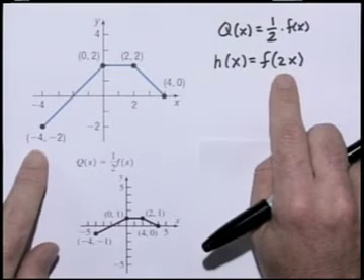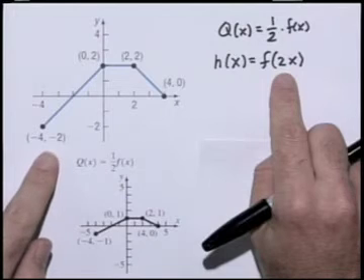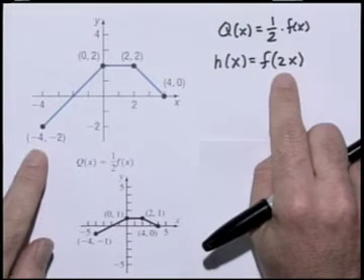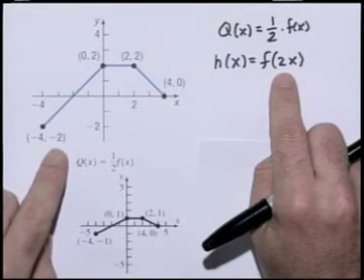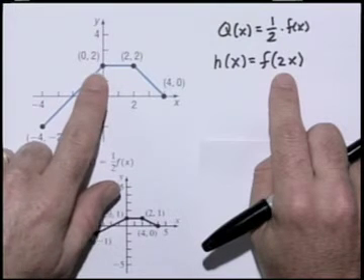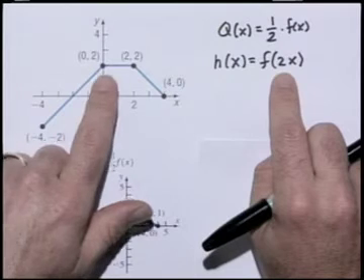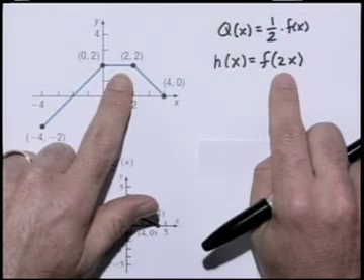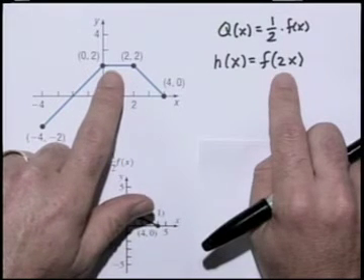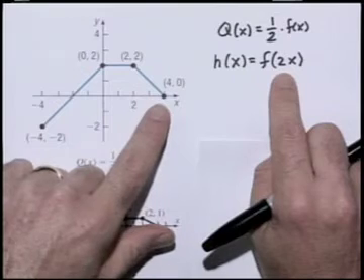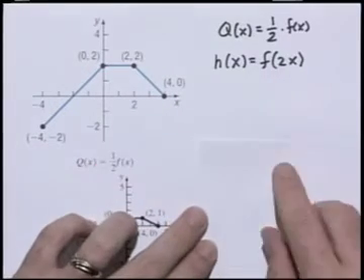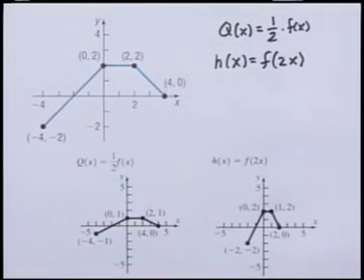So instead of -4 comma -2 being on the graph, it's going to be -2 comma -2. 0, 2 remains on the graph because 1/2 times 0 is 0. Instead of 2, 2 being on the graph, it's going to be 1 comma 2. And instead of 4, 0 being on the graph, it's going to be 2 comma 0. And here is the graph of y equals h of x.